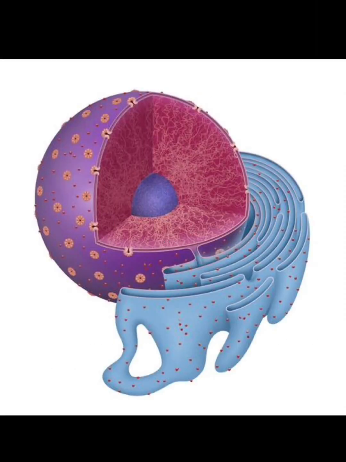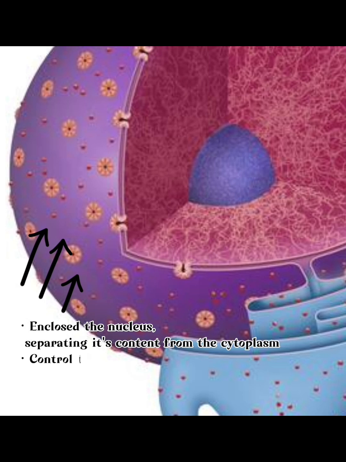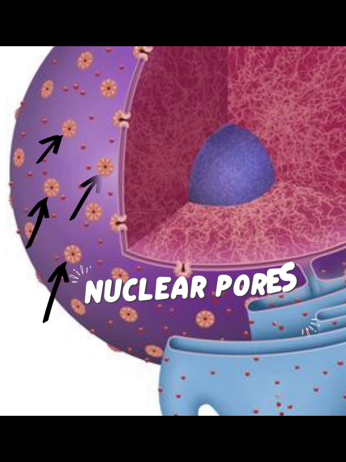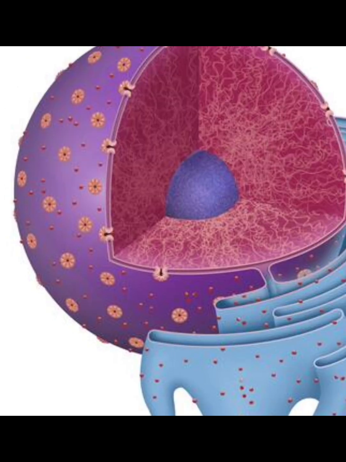This is the nucleus. The nuclear envelope encloses the nucleus, separating its content from the cytoplasm. It controls the passage of various substances into and out of the nucleus. Nuclear pores: the inner and outer membranes fuse at certain intervals, which forms nuclear pores. It regulates the movement of substances across the nuclear membrane.